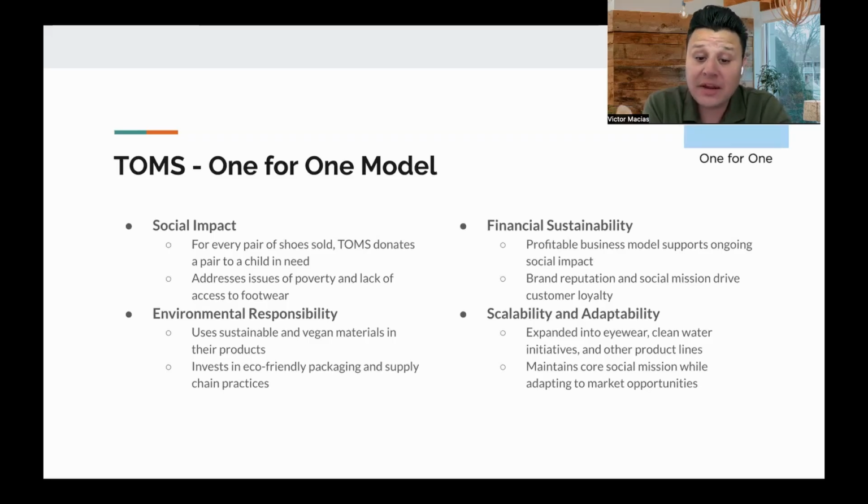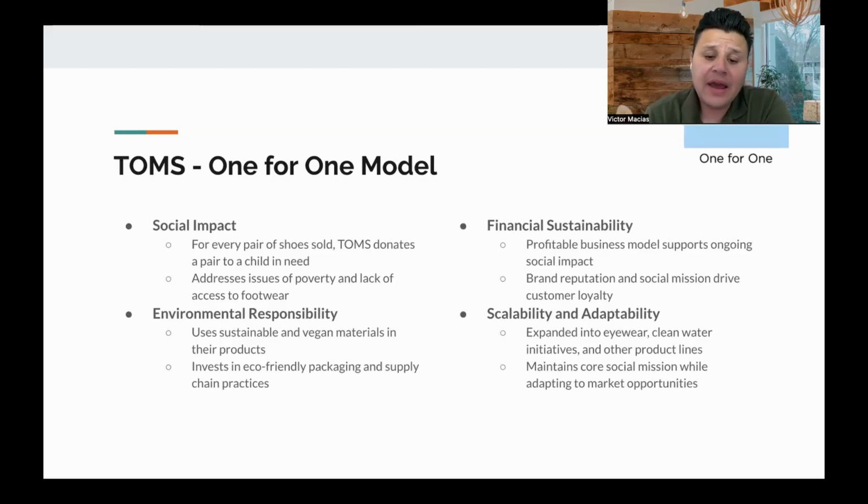Now, in terms of financial sustainability, is the business profitable, so it supports ongoing social impact, and the brand reputation and social mission drive customer loyalty. So because there's a connection with the brand, people come back. When people come back to buy again, that increases your profits.